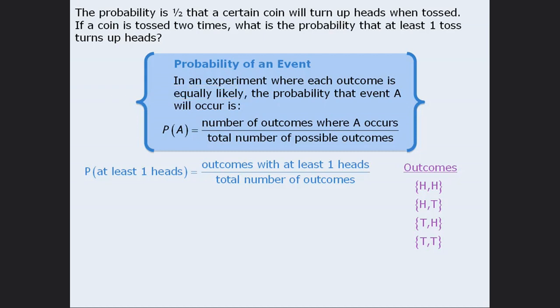As always, we'll begin with the denominator. There are 4 outcomes, so the denominator is 4. Next, the numerator. How many of the 4 outcomes are such that there is at least one heads? Well, there are 3 such outcomes, so the numerator is 3. So the probability is 3/4 that at least one toss turns up heads. As you can see, this is indeed the fastest approach.